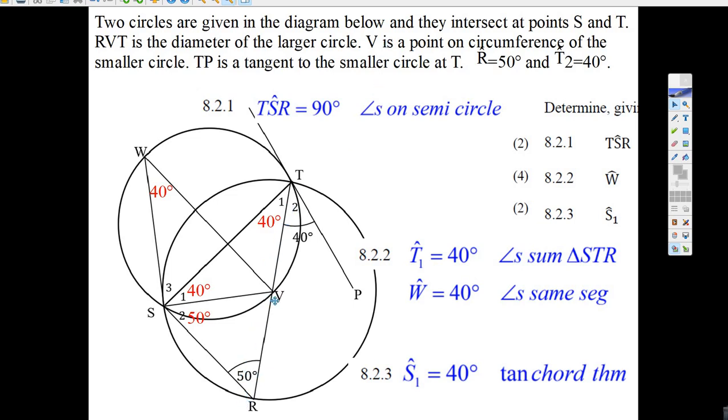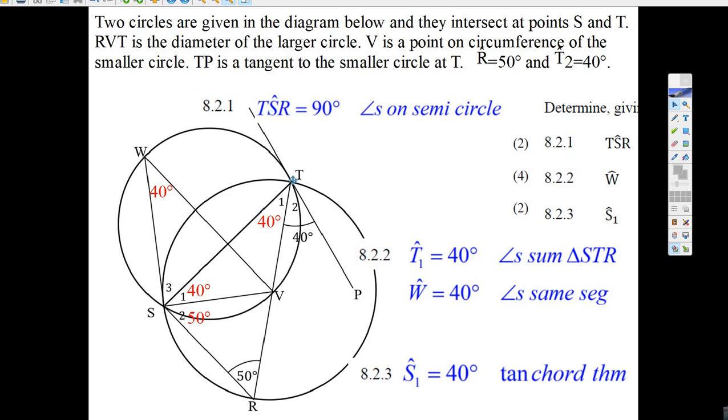V is a point on the circumference of the small circle. But TP is tangent, real important, to the smaller circle at T. R is 50 degrees. There's that R is 50 degrees. And T2 is 40 degrees. Well, that's what we need to know. Okay, now we've got to find these three things. Gee, they're not really so very hard.